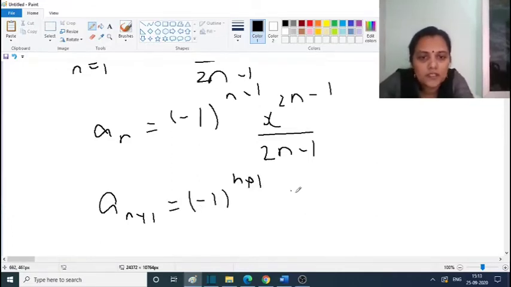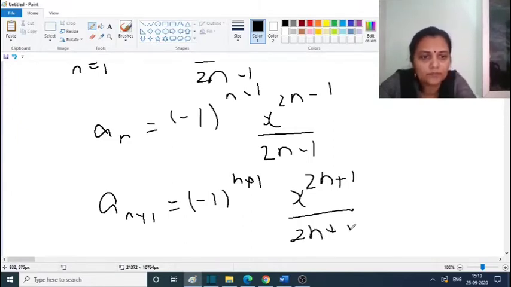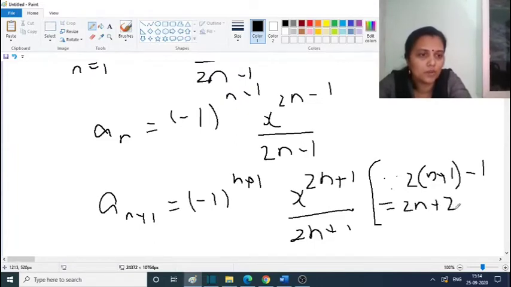When we change n to n plus 1, 2n minus 1 becomes 2n plus 1. 2 into n plus 1 minus 1, 2n, so this is also 2n plus 1. Since 2 into n plus 1 minus 1 is equal to 2n plus 2 minus 1, which is equal to 2n plus 1.